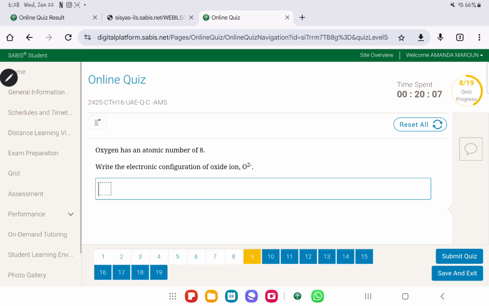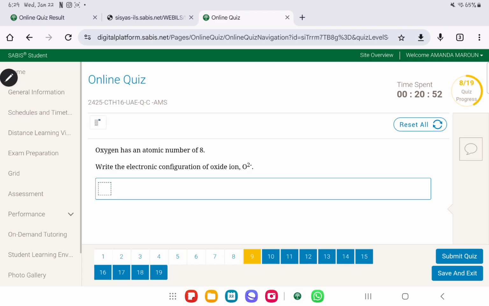Now here, this is a really important one. They told us to write the electronic configuration of the oxide ion. They told us oxygen has an atomic number of 8. Atomic number of 8 means it has 2 over here and 6 over here. That means it does not have the noble gas configuration of 8 valence electrons. So to make it into a noble gas or a stable ion, that's why we have ions, they added 2 electrons to the last shell. So instead of 6, it became 8, and now it has the noble gas configuration.